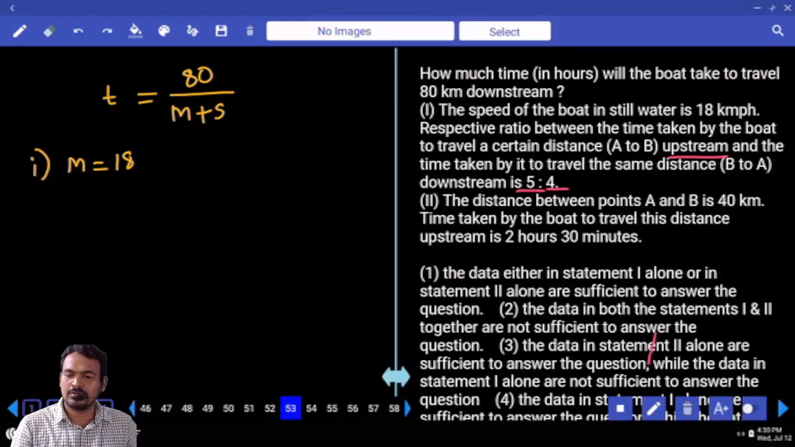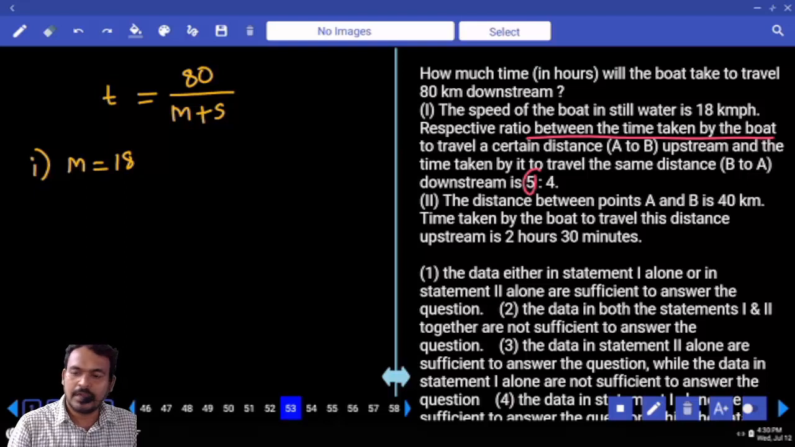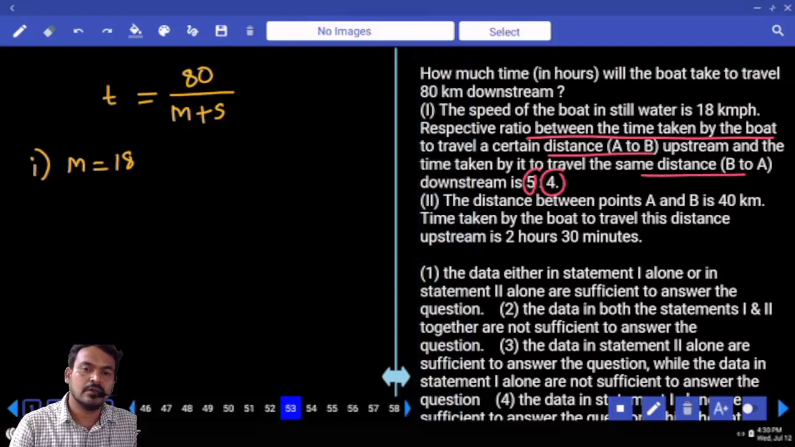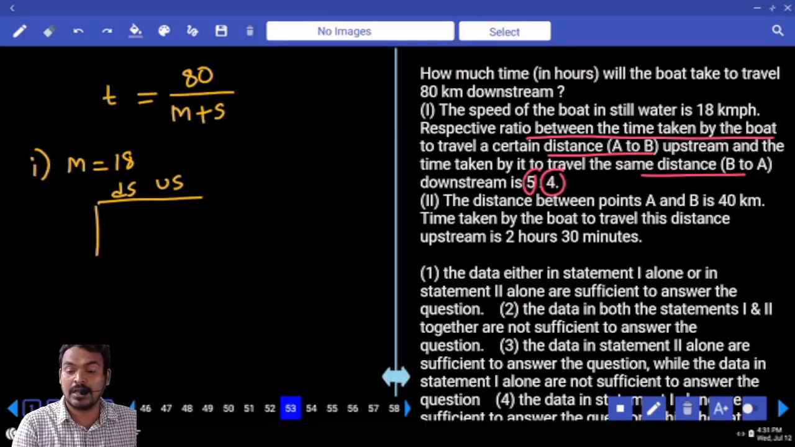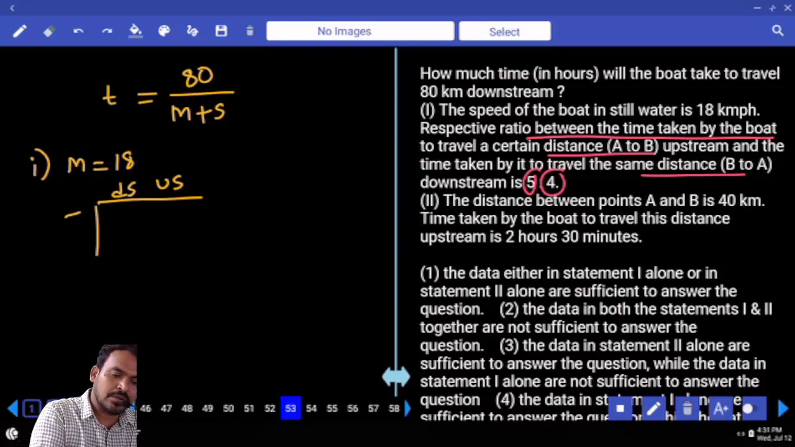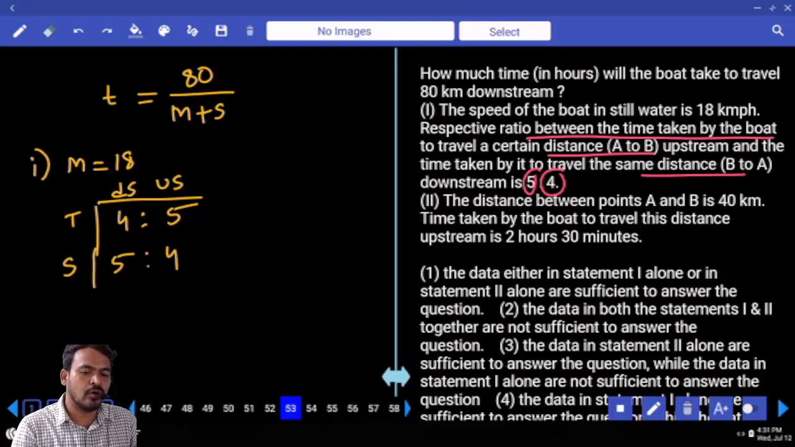Sorry, it is a time ratio. The ratio of the time taken: upstream time is how many parts? 5 parts. Downstream time is 4 parts. But is the distance the same or different? Same distance, so distance is constant. When distance is constant, speed and time are always inversely proportional. Downstream time is 4 parts, upstream time is 5 parts. What is the time ratio? 4:5. What is the speed ratio? 5:4. Downstream speed is 5 parts, upstream speed is 4 parts.